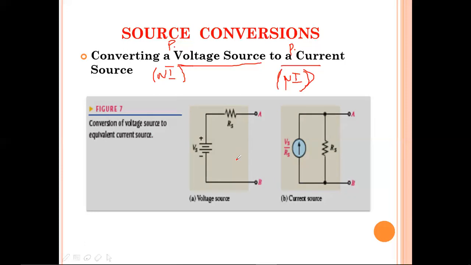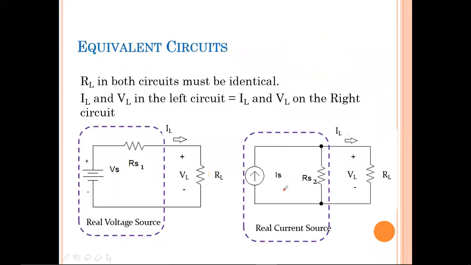While observing this circuit, the conversion is very important. Here the conversion of voltage source to current source is our topic. For converting a practical voltage source to a practical current source, we depend upon these two equivalent circuits. This is the practical voltage source, and this is the practical current source. For the conversion, you should remember two important points. Let me move to those points.